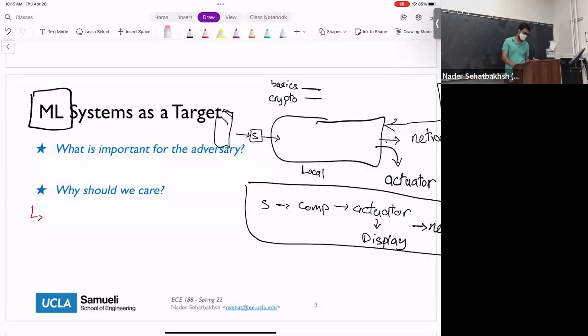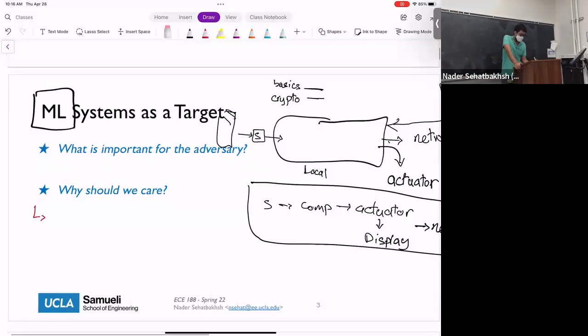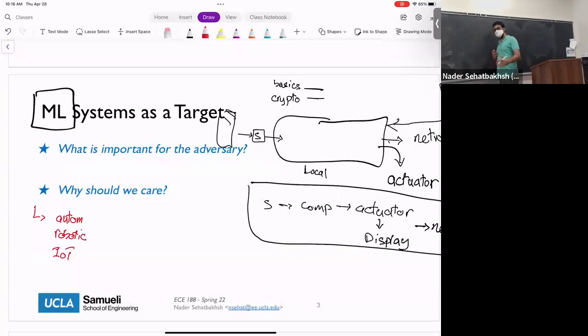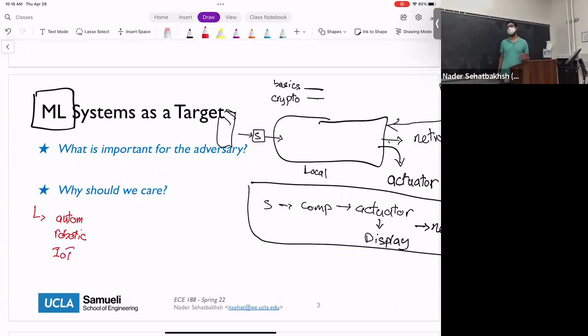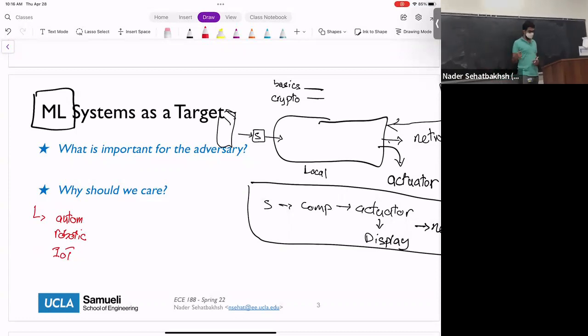You use it in many different systems, especially in future and emerging applications such as autonomous systems, robotic systems, all these IoT devices, etc. So there is definitely a growing use case for machine learning, and that's why it's interesting to know and learn about the threats to a machine learning system as a whole. Okay.